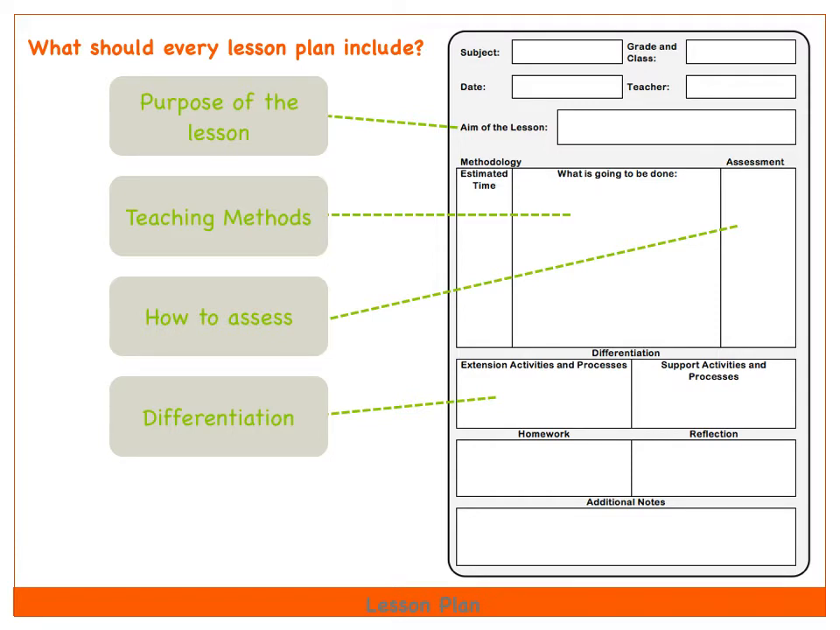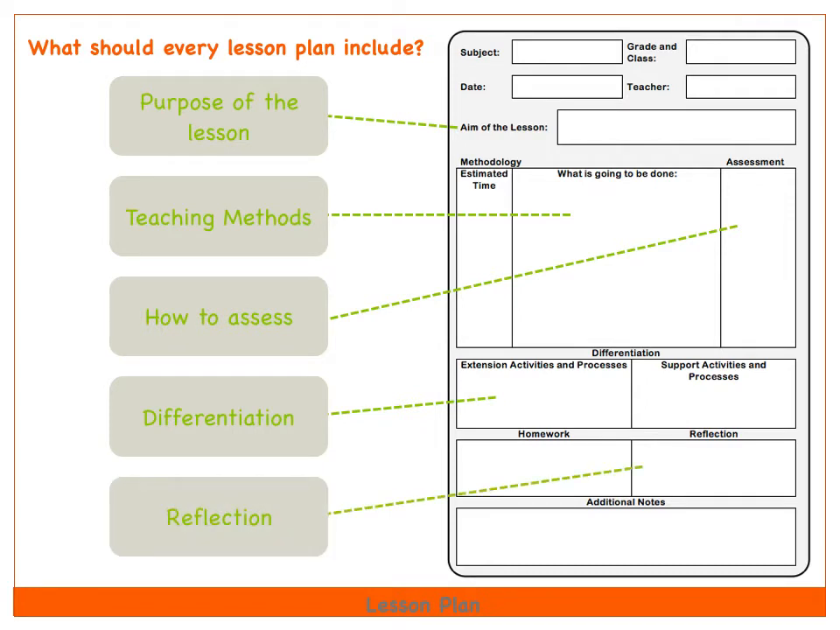Similarly, learners that take longer to grasp the concept or acquire the skills of the lesson may need some additional support. Now, this gets easier as the year goes on because you get to know your learners and you'll see which ones will need support activities or which ones need extension activities.